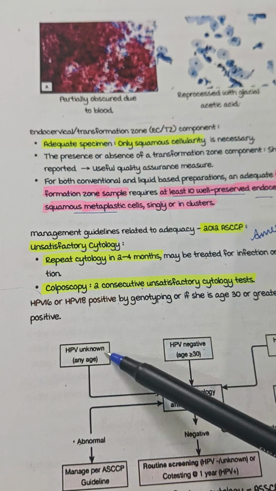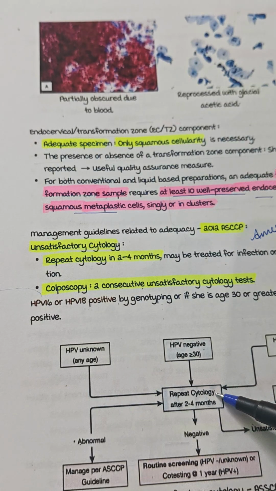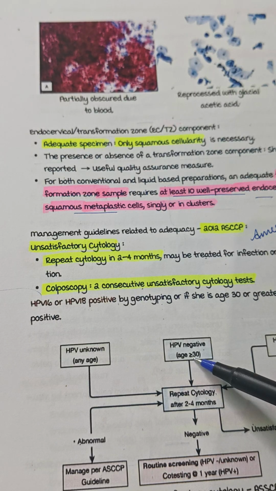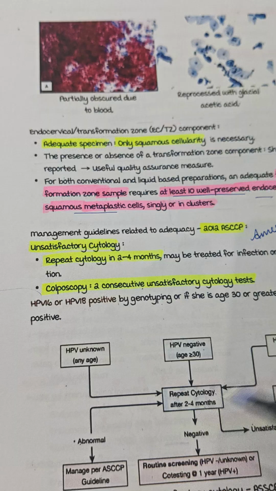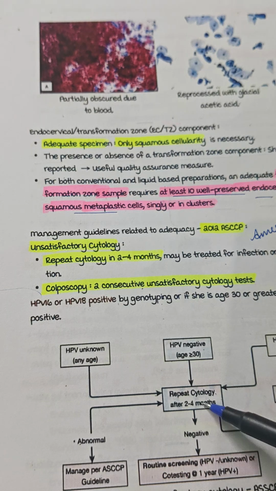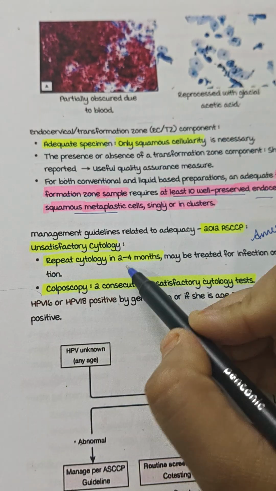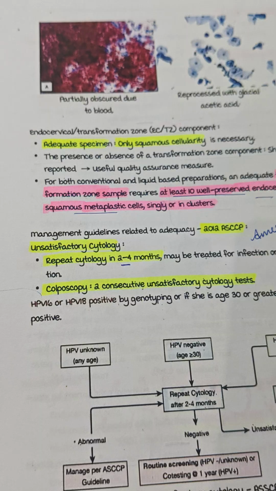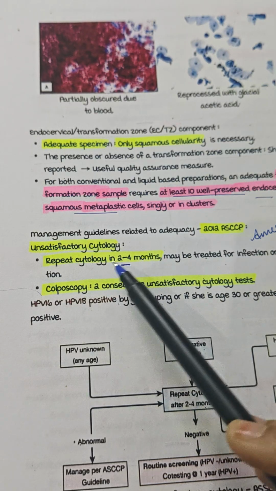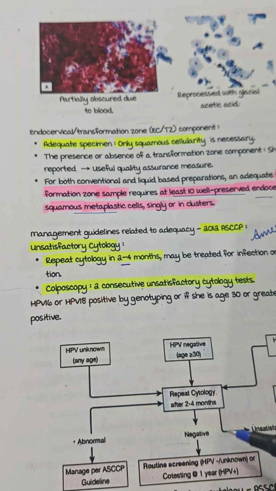If HPV status is unknown, then we have to repeat the cytology after 2 to 4 months. If HPV is negative in a female more than 30 years of age, then we have to repeat it again. Or if HPV is positive in a female more than 30 years, then we again have to repeat either cytology or the colposcopy. If cytology is again unsatisfactory in this female, then we have to go for colposcopy, as we have discussed. And this is 2 to 4 months, not 2 to 4 days, yeah, either 60 days or 120 days.